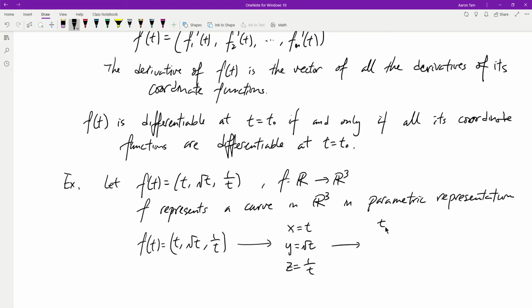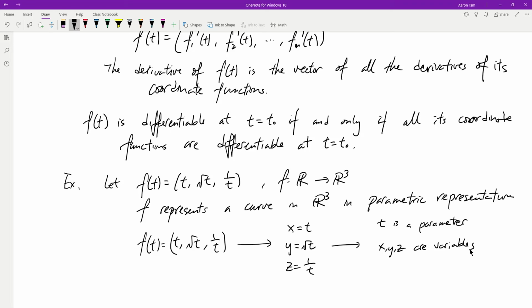Okay, in this scenario, t is a parameter, and then x, y, z are the variables, which in this case, technically speaking, are the dependent variables, and our t is the parameter, which is the independent variable.